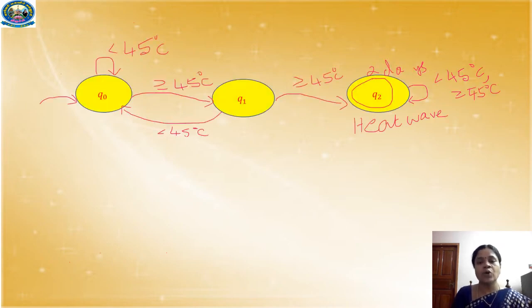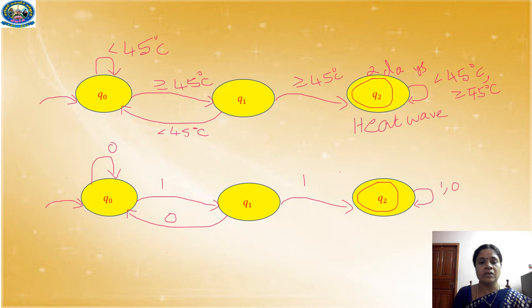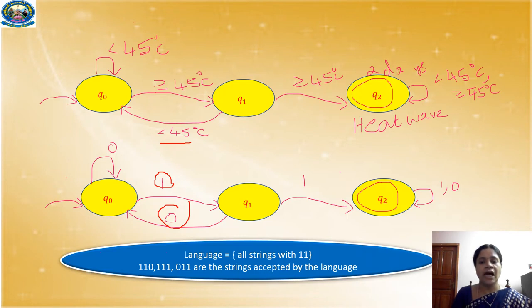So now we are going to convert the given data into an automata with the input string as 0 and 1. If the temperature is more than 45 degrees, we can denote that by 1. And if the temperature is less than 45 degrees, we can denote that by 0. So we have an automata here which we have constructed, and with this we can determine a language.